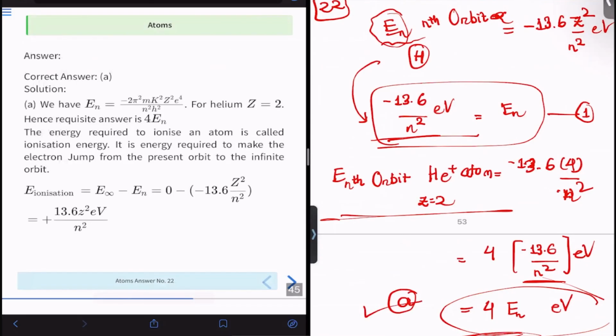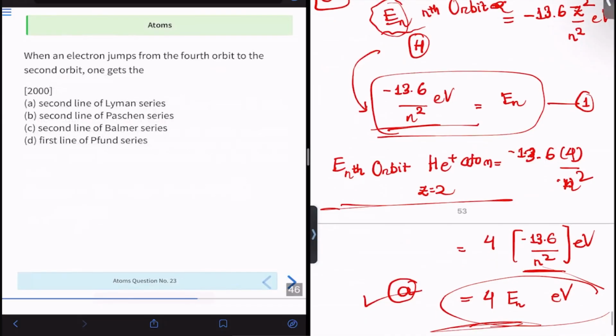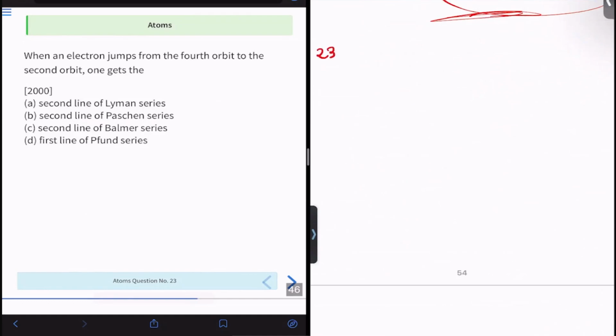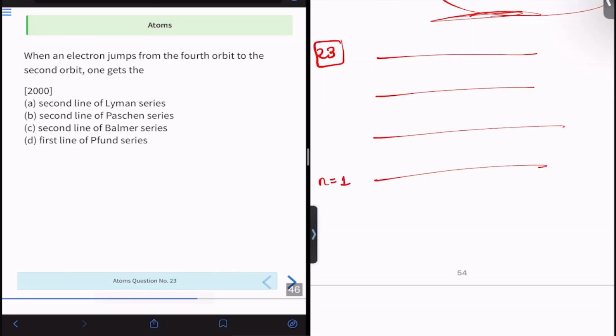Okay, guys, with this, I'll move to question number 23. Question number 23 says, when an electron jumps from the fourth orbit to the second orbit, one gets what? See, draw the diagram. This is n equal to 1, this is n equal to 2, this is n equal to 3, this is n equal to 4. The electron is jumping from the fourth orbit to the second orbit.